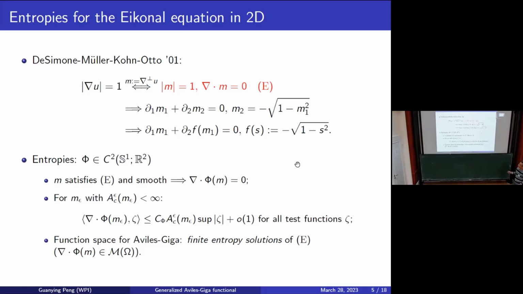If you take a sequence with equibounded energy, then according to the compactness result, there is precompactness in the L2 space. Then if you pass to the limit in this estimate as epsilon goes to 0, the limiting function will satisfy that all entropy productions are finite real measures. This suggests the space for the gamma convergence of the Aviles-Giga functional, that is the finite entropy solution space for the Eikonal equation. By the way, what I call finite entropy solutions correspond to what Xavier called entropy solutions: the entropy productions are finite real measures.